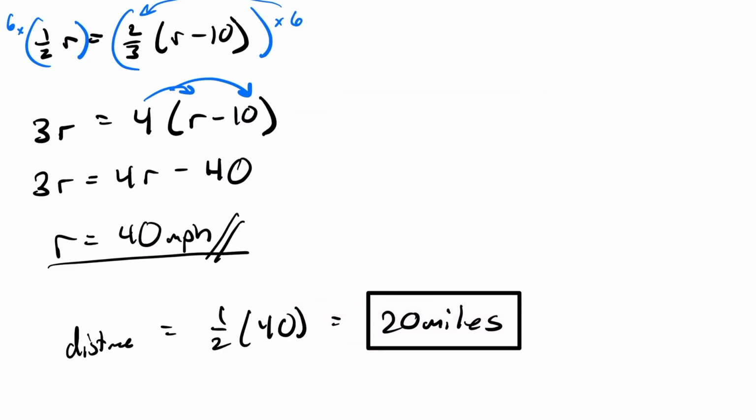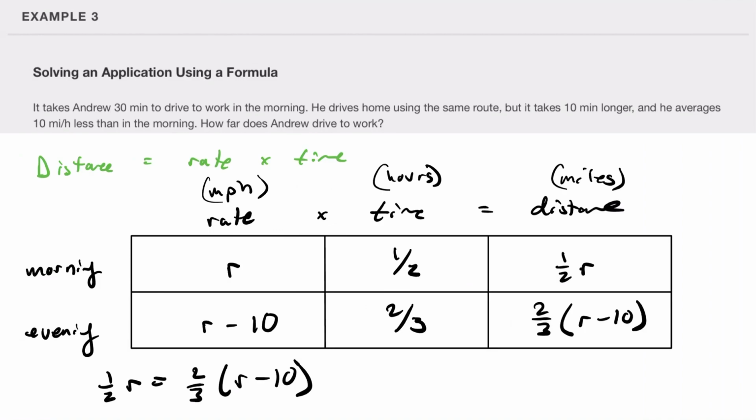Okay, and let's check it in the second one as well. Like if we plug in, we said what, 40? 40 minus 10 is 30. 30 divided by 3 is 10 times 2 gives us 20, right? So in either case, we get 20 miles per hour.